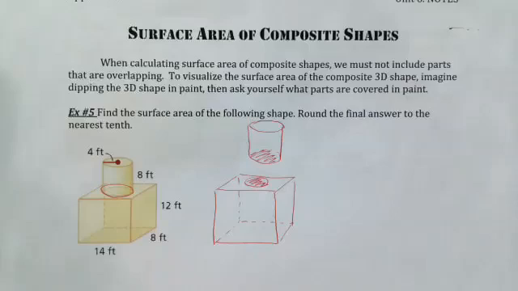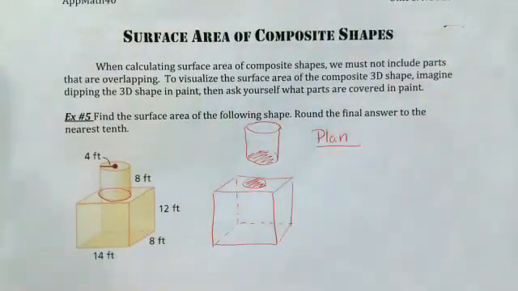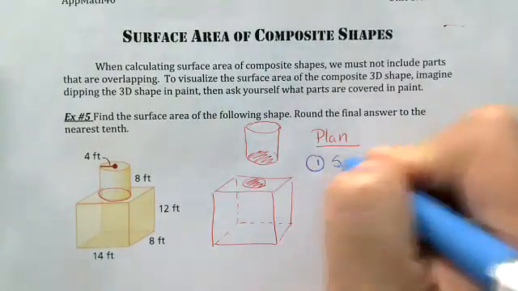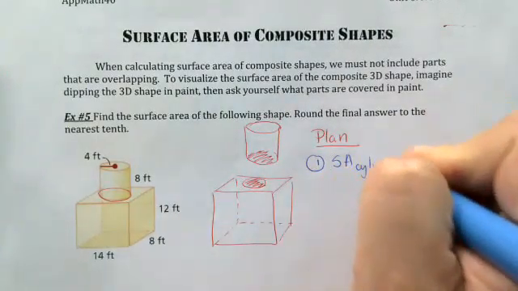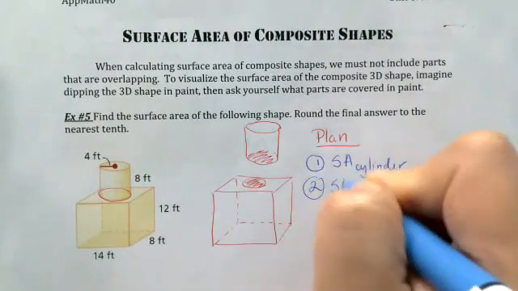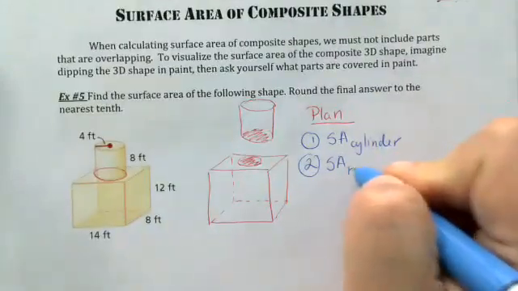Okay, so let's design a plan and then follow through with it. In step 1, we can do the surface area of the cylinder. In step 2, we can do the surface area of the prism, the rectangular box.